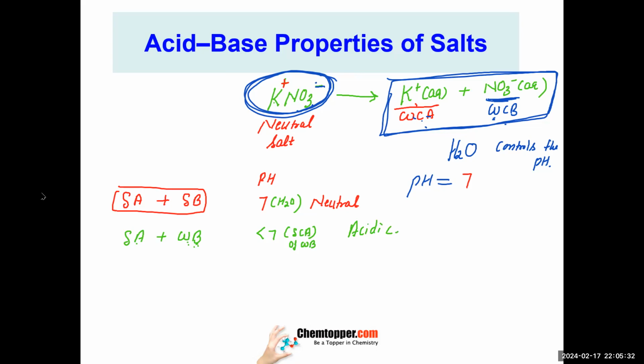And if I give you a weak acid with strong base, whose conjugate is stronger? The weak acid. But its conjugate is a base, right? So pH will be more than 7 and it is controlled by a strong conjugate base of weak acid. And it is basic.